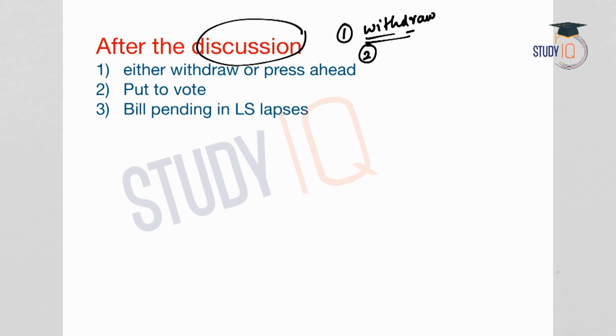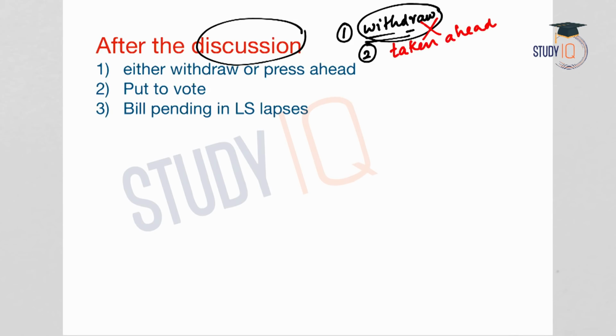So, in the first case, that is if the bill is withdrawn, then and there the bill gets removed. And in the second case, if it is taken ahead, the bill is put to vote. And if the private member gets the support of the House, the bill will be passed.